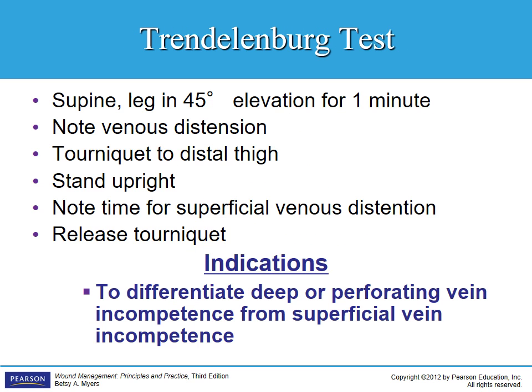The Trendelenburg test is when you put them in supine with their legs in 45-degree elevation for 1 minute. You look at venous distension, and then you put a tourniquet to the distal thigh and you stand them upright. You note the time for superficial venous distension to occur, and then you release the tourniquet. The indications for this are to differentiate deep or perforating vein incompetence from superficial vein incompetence.